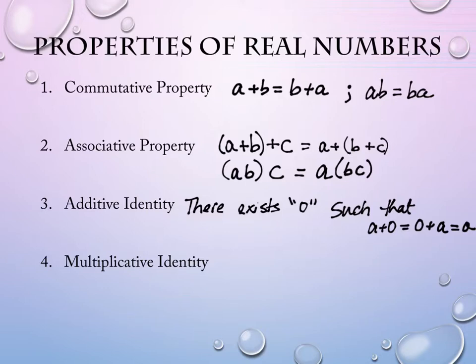So you can always add 0 to something and it doesn't change its value. And so 0 is called the additive identity. And then the multiplicative identity is the same kind of thing, but with multiplication. So its number is the number 1.